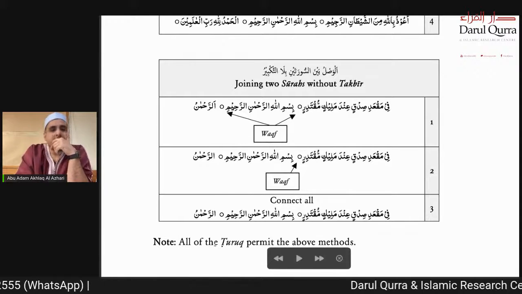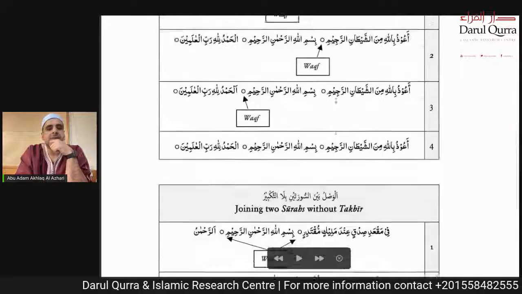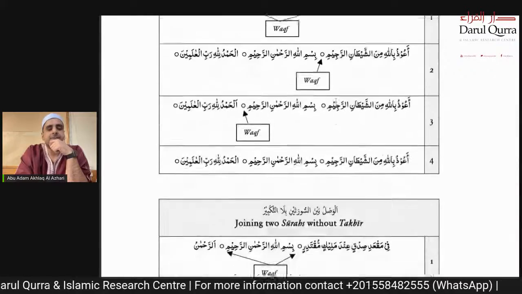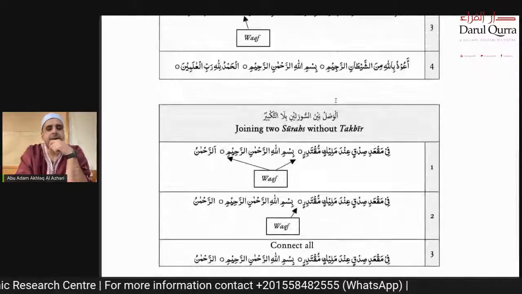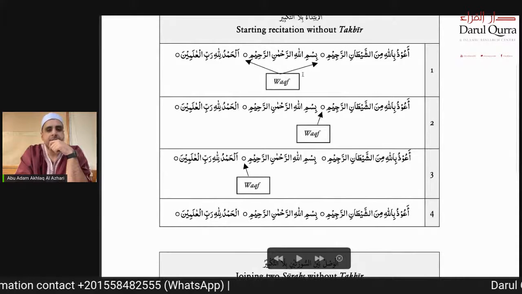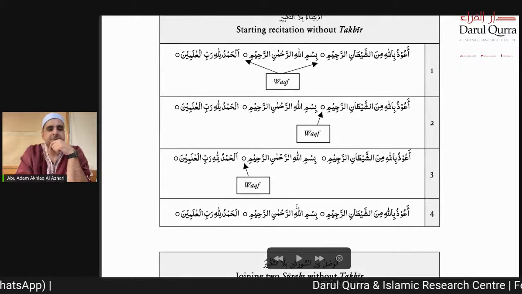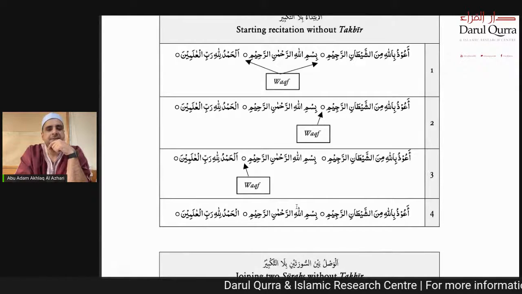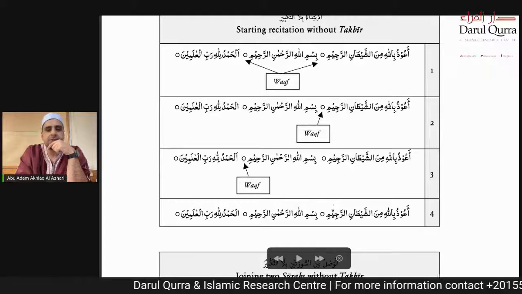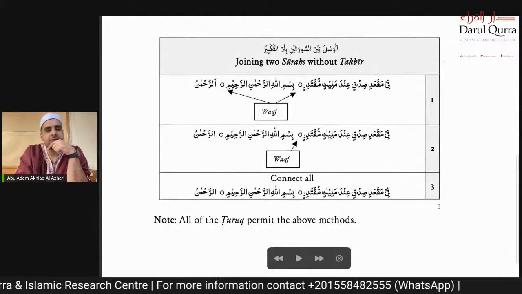So note, all of the turuq permit the above methods. Why? Because there's no takbir involved. So it's just simple. How to start a recitation? You've got four scenarios. One of these four must apply. It's impossible to start in any other fashion other than these four scenarios. Joining two surahs together, there are only three options.